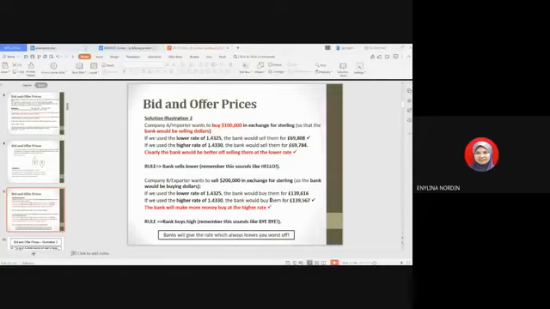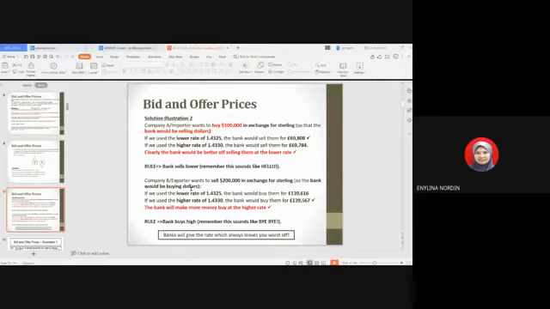So what happens when the company wants to sell the $200,000 in order to get pound sterling? What should the bank do then? The company wants to sell because they want to get the pound sterling. So the bank should buy the dollar from the company. So now the bank is buying the dollar.